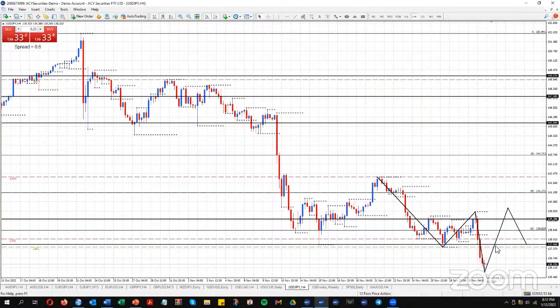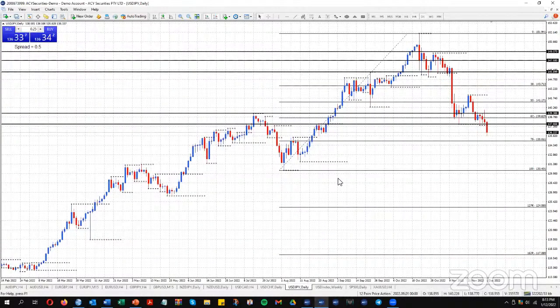So on a rally back up at the moment, for the dollar yen to keep moving down, that level now needs to hold as resistance. If it doesn't and we move back above, we may well see a reversal back up, okay? So 137.66 that we were looking at as support earlier in the week now needs to be resistance for this continued decline that we're seeing on the dollar yen.